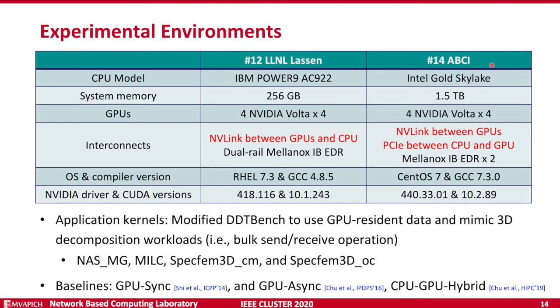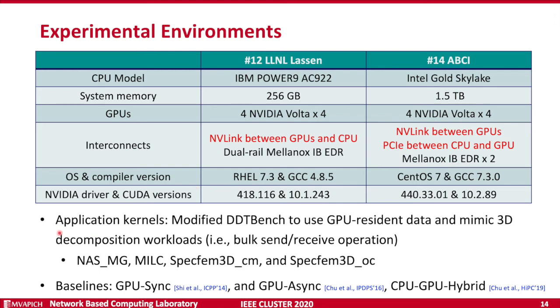In the second system, the ABCI system in Japan, is an Intel Skylake system. It also has 4 Volta GPUs, but the difference here is these GPUs are fully connected by NVLink, and it only has PCIe to connect CPU and GPU. So you can imagine there's different bandwidth between CPU and GPU, and between GPUs, and also using Mellanox InfiniBand EDR.